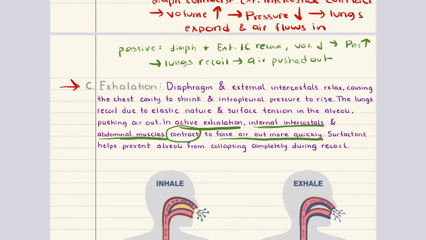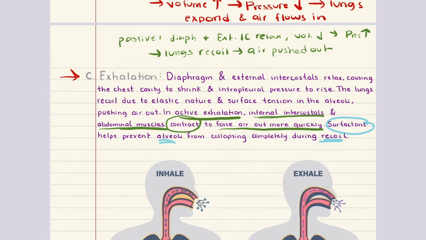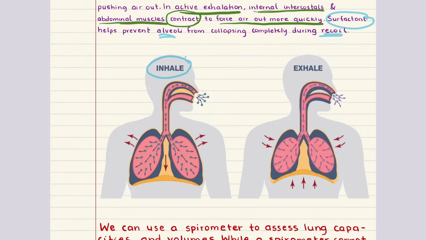Finally, to keep the alveoli from collapsing completely as the lungs deflate, the body produces a surfactant. Surfactant reduces surface tension in the alveoli, and that stabilizes them during recoil, and it makes sure they remain open for the next breath.